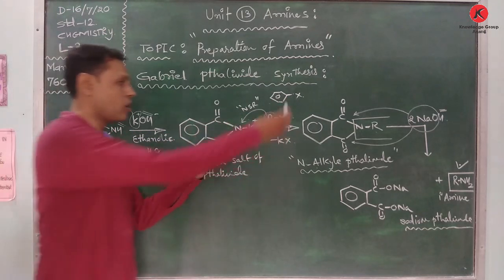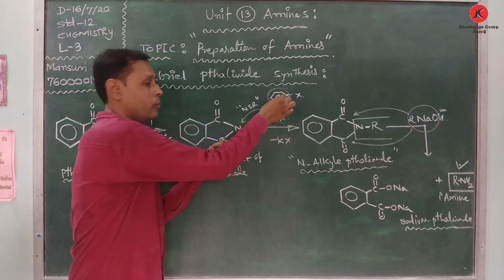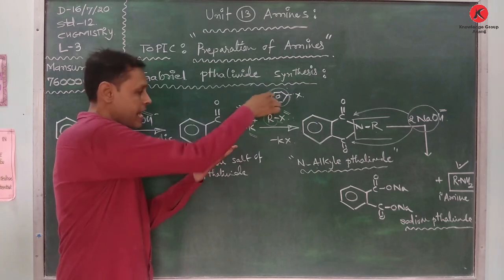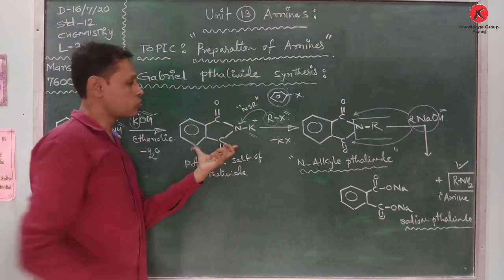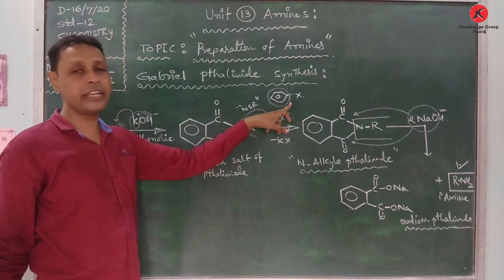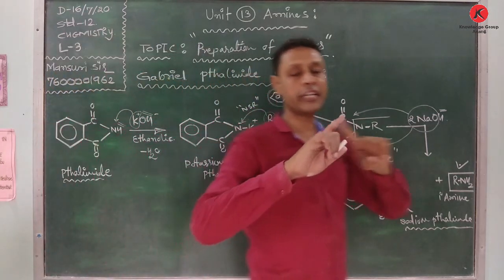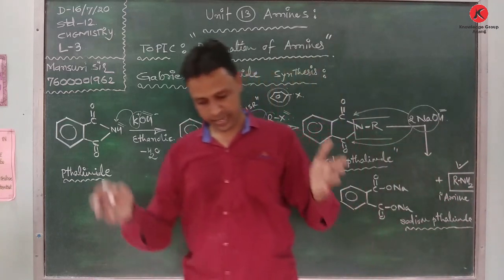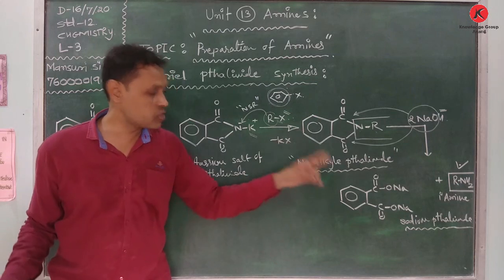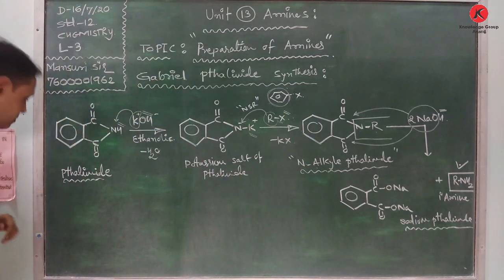phthalimide, because aryl is there. That is why the aryl group does not react with the anion of phthalimide, that is N minus. So the anion of phthalimide does not react with the benzene ring. That is why nucleophilic substitution reaction does not take place. That is why we can say that aromatic primary amine does not form in this reaction. Okay, so we will discuss one example.